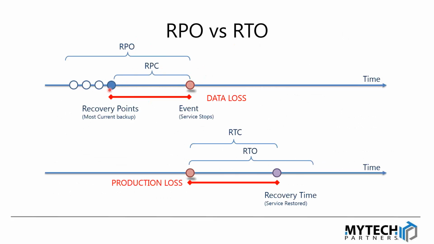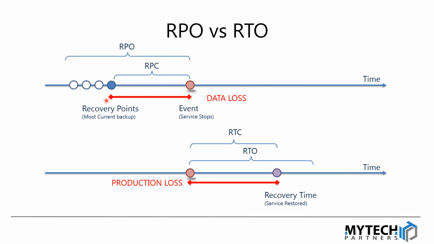But what we'll see is that over here, we have multiple recovery points. Hopefully you have multiple recovery points. And the recovery point objective ought to be larger than one or more of the recovery points. And that interval in between is defined as that recovery point capability.